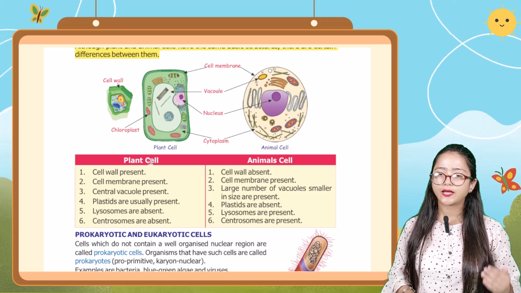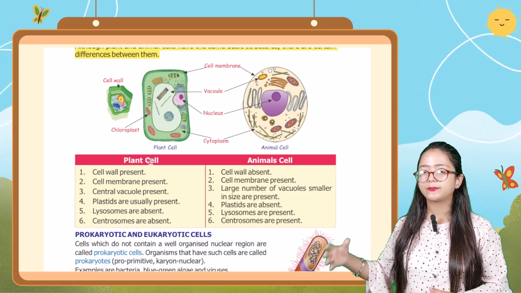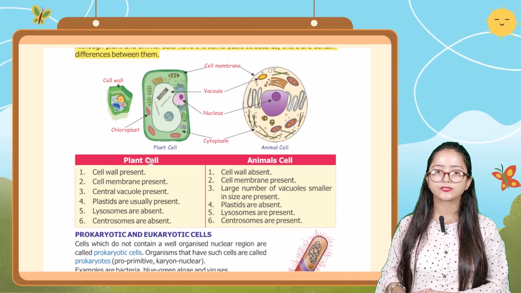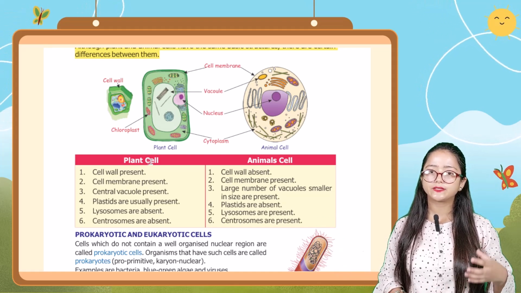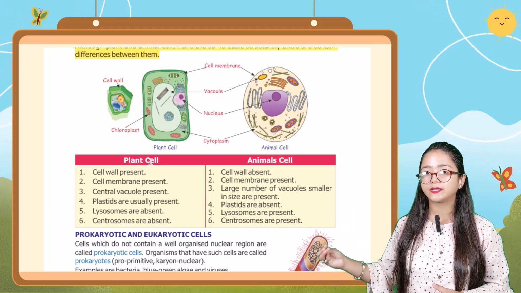Next one, lysosomes are absent in the plant cell, whereas lysosomes are present in the animal cell. Next one, centrosomes are absent in the plant cell, whereas centrosomes are present in the animal cell.